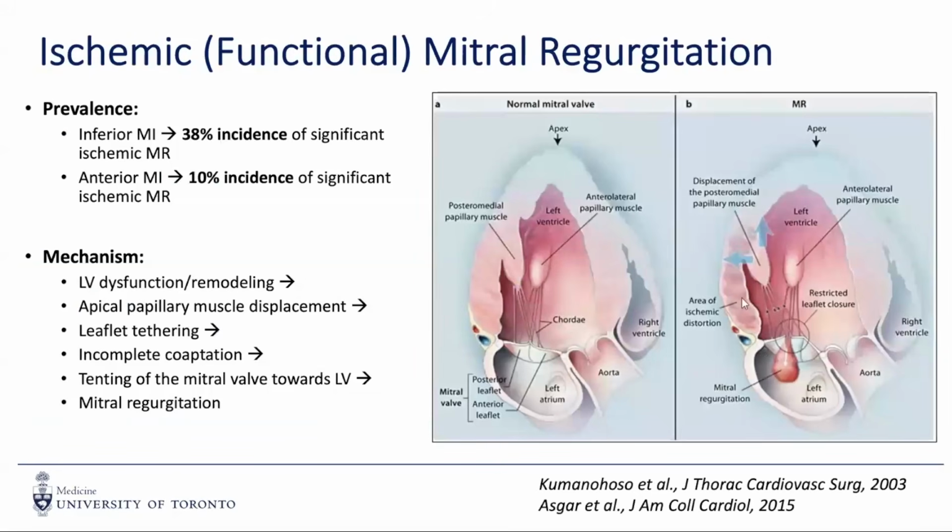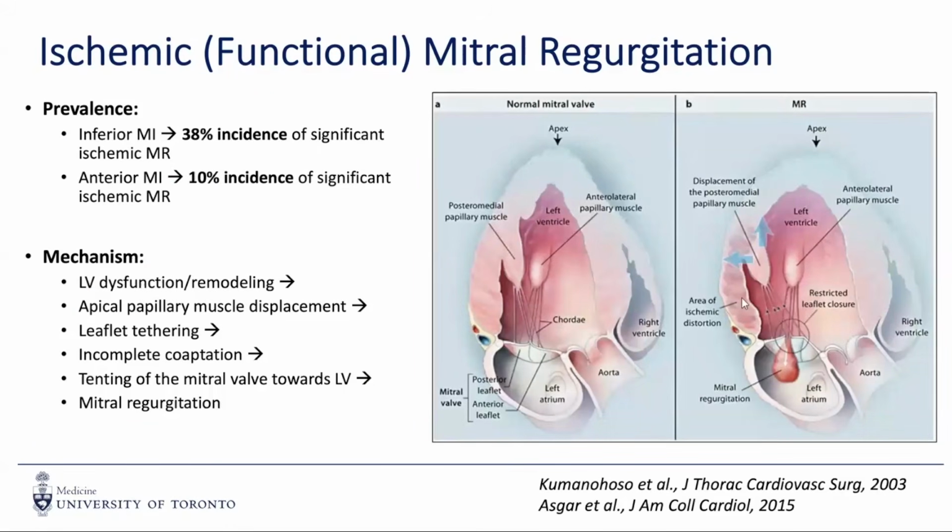Next up, we have ischemic or functional MR. And this is quite interesting because we can easily contrast this to papillary muscle rupture, which we'll be talking about in a bit. But with ischemic or functional MR, first of all, it's important to understand this is more common with inferior MIs. We'll talk about why in a second.